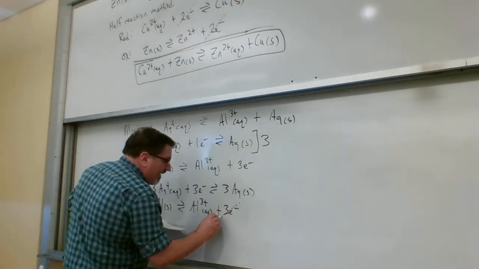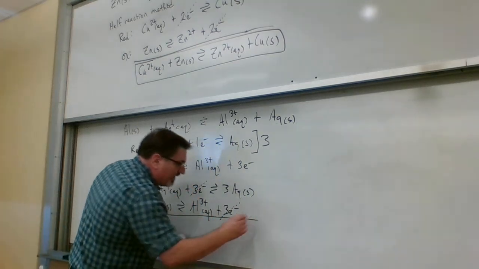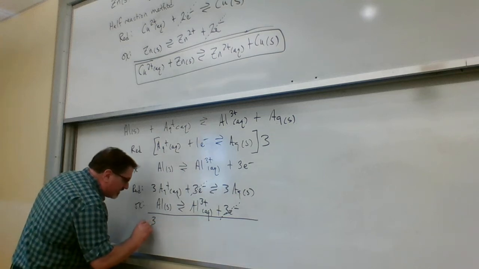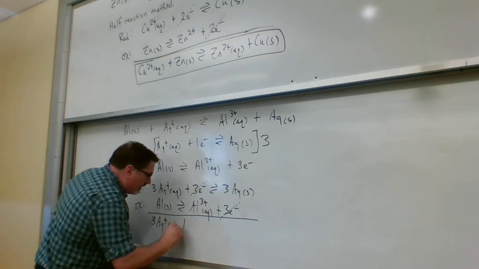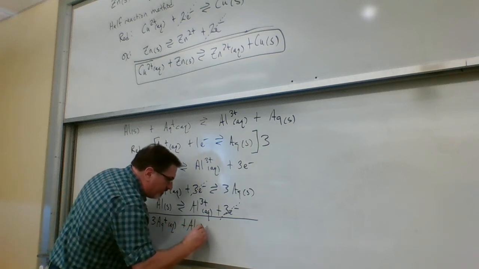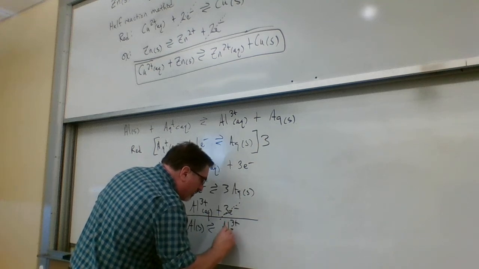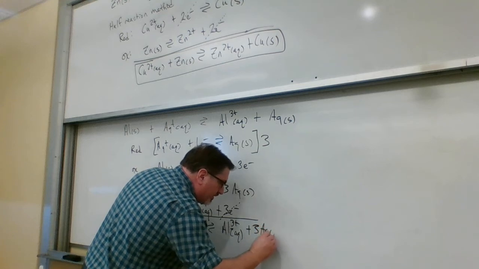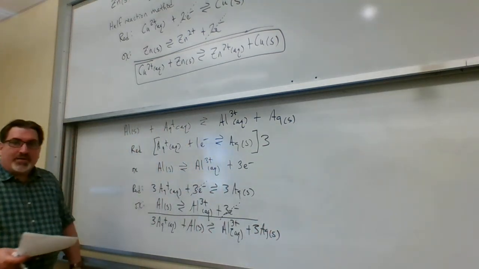The electrons had better match at this point, so they cancel, and you just write down the rest. So the overall balanced reaction is 3 Ag+ plus Al as a solid, making Al3+ aqueous plus 3 Ag as a solid. So there's your overall balanced reaction.